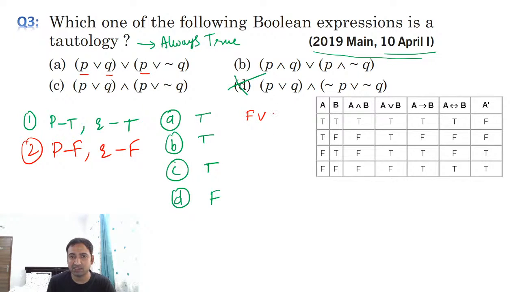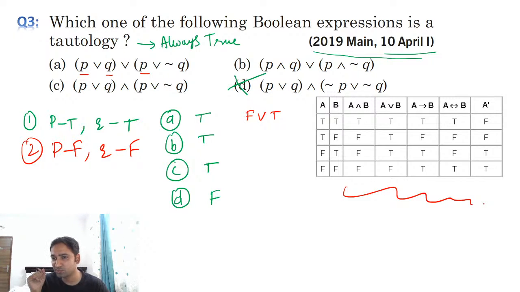False or true is what? False or true is true, according to this truth table, guys. You can see the truth table. So when we substitute false or true, yes, we're getting true. Okay, first option is satisfying it. So already option D got eliminated. So we don't need to verify option D again.